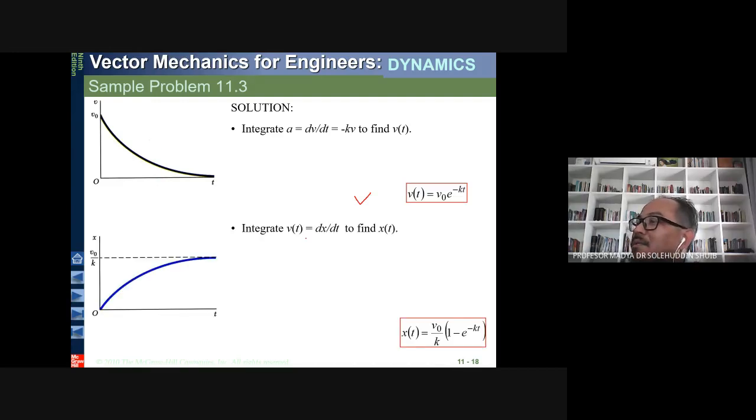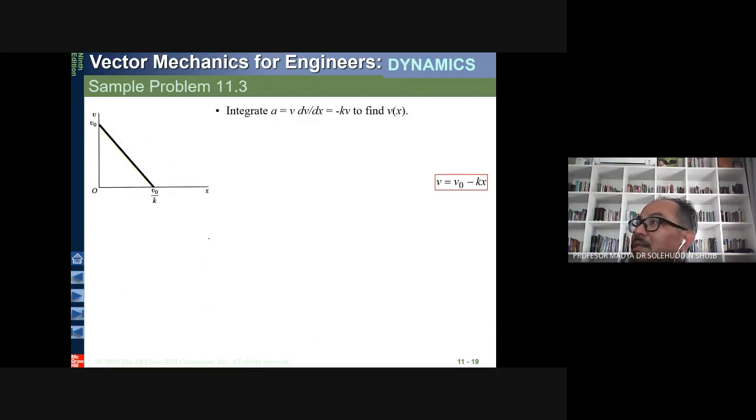The second one is we do the integration to find x(t), and we get this value. The graph is going up, and this is the limit, the maximum value of it, which is v dot divided by k. Last but not least is the integration of acceleration to find v(x). The graph is like this. You get v equals v dot minus kx.